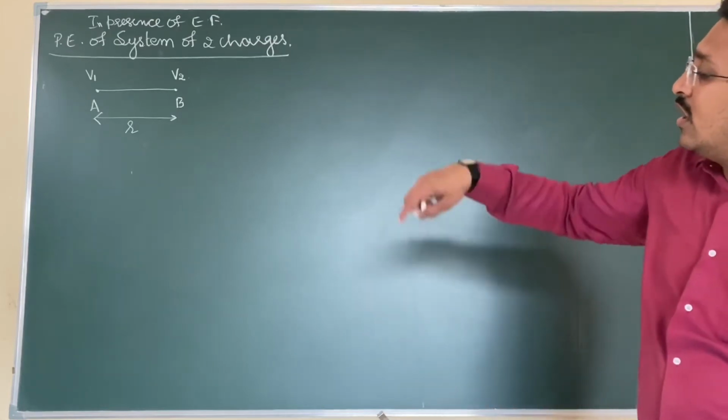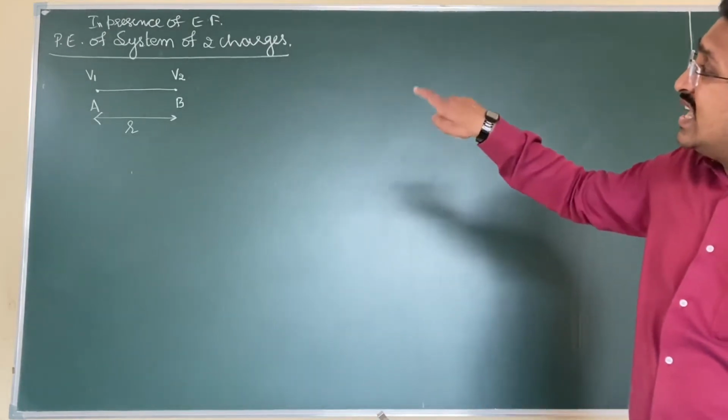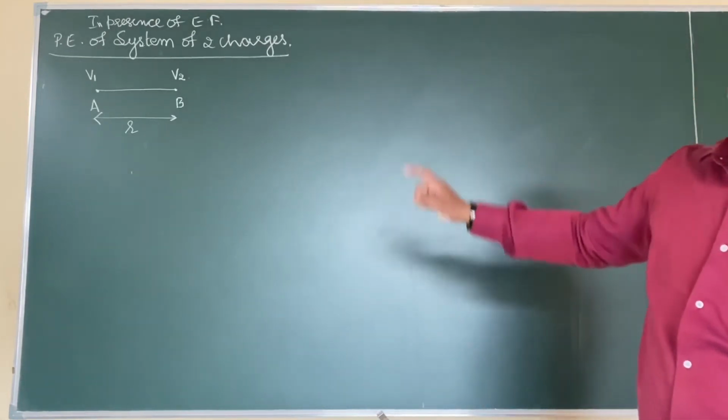V1 and V2 are present because there is an external electric field.